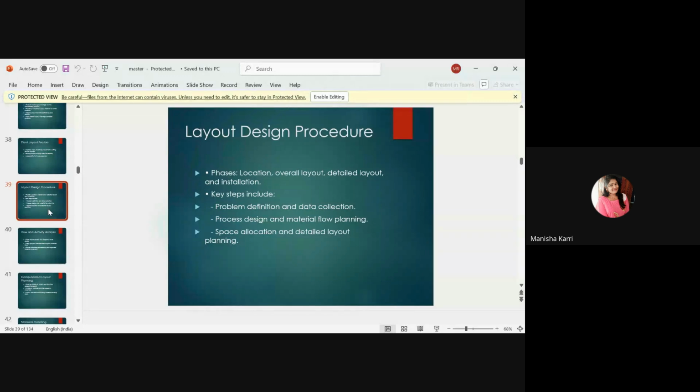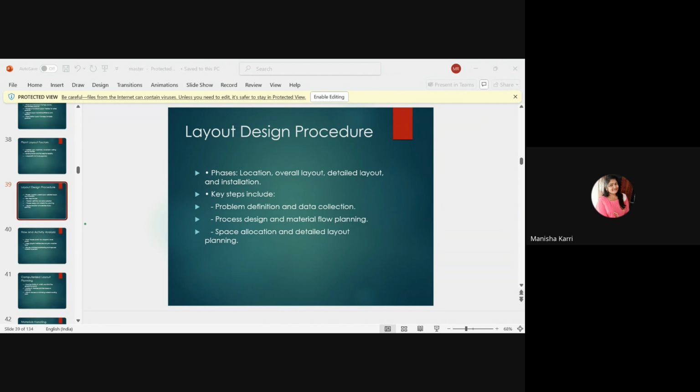And next one is layout design procedure. So what does layout design procedure mean? The first phase is the location phase. Here, choosing the right area or the site for the facility is the location phase.